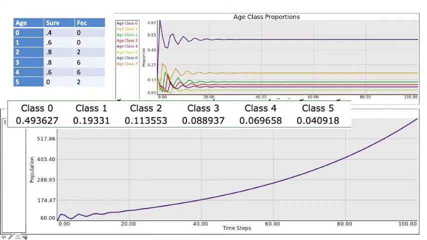Same graphic here as before, but I've added the proportions at the stable age structure. About 49% of the population is in the youngest age class, about 19% in the second age class, 11% in the third, and declining further from there. Keep in mind that these results are what I got having scaled back the fecundities to 40%. With the actual numbers seen in the table in the upper left, the base of the pyramid would be even broader and the growth rate faster.